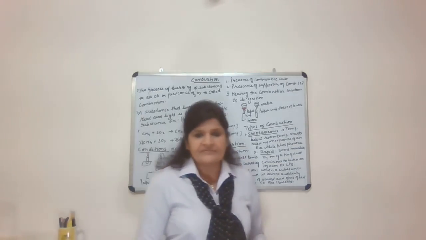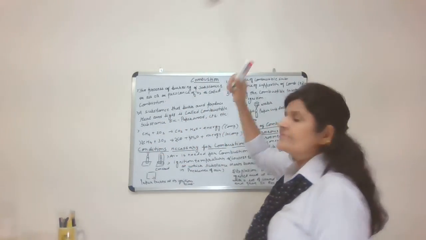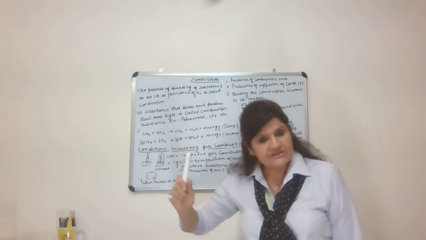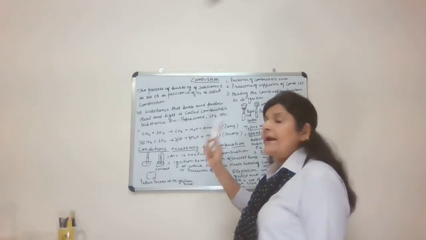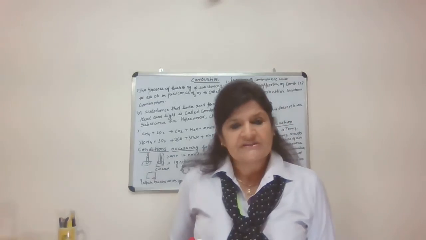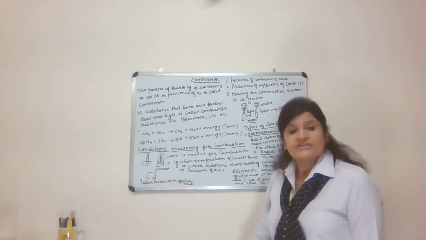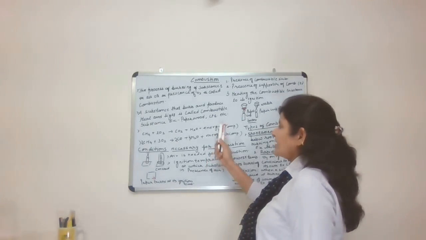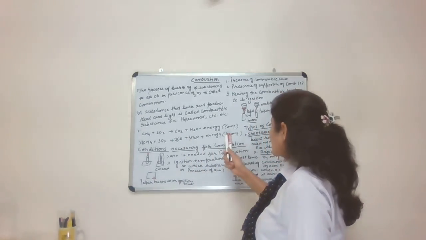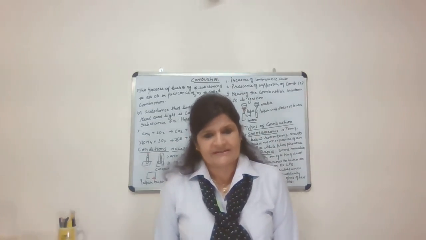Let us take a quick recap of this lesson. The process of burning of a substance in the presence of air or oxygen is called combustion. Combustion is of two types: complete combustion and incomplete combustion. In complete combustion, the supporter, that is oxygen gas, is supplied in a sufficient manner, and in incomplete combustion it is not sufficient. So the products are different. In complete combustion the product is carbon dioxide, and in incomplete combustion the product is carbon monoxide, right?